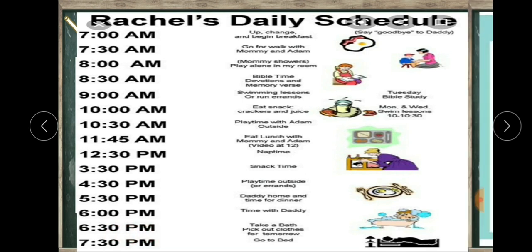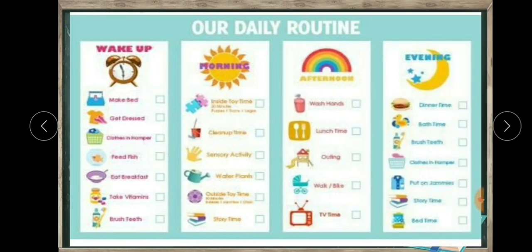Okay, children? And here is some of our daily routine. Wake up, morning, what we are doing in the morning, then afternoon. These two are AM. The time in these two columns we read in AM and these two columns we read in PM. That means from afternoon to midnight we read in PM.